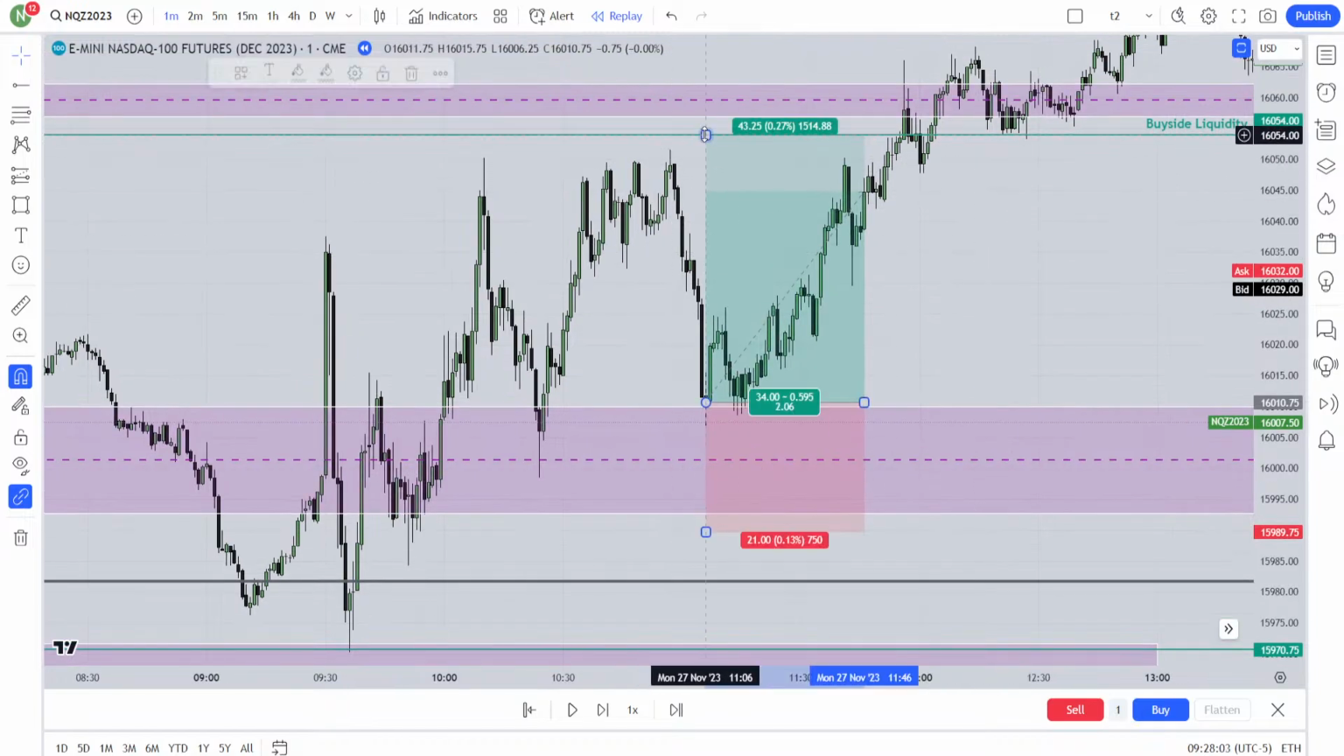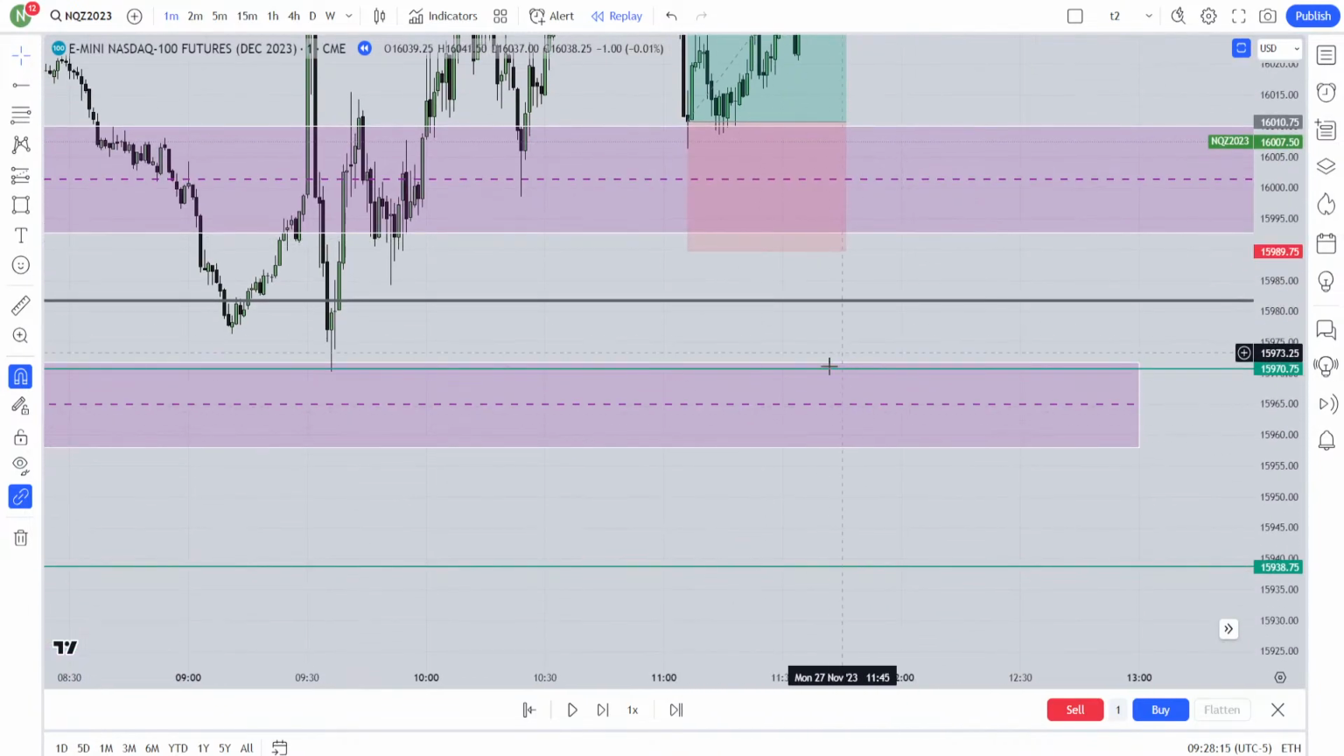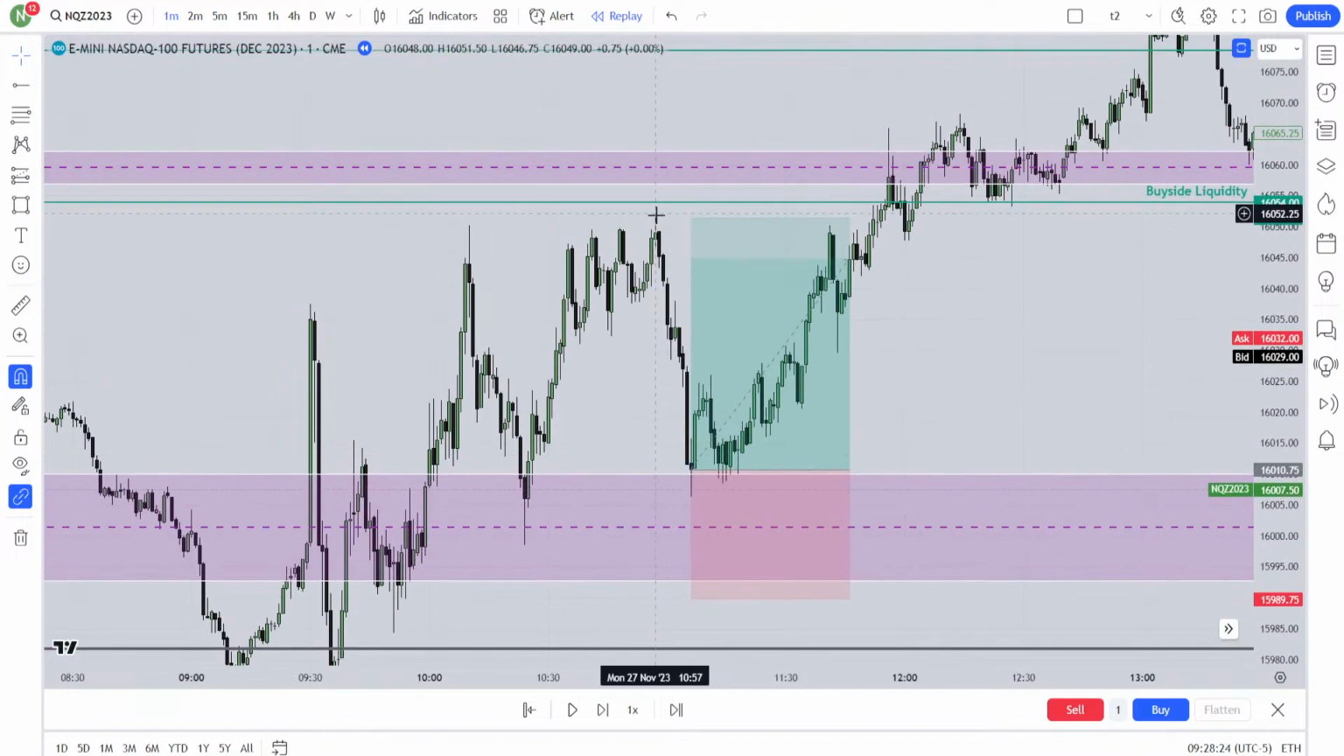But brother, it's very small, I mean, how many handles? 41 handle, I mean 40 handle, 43 handle. That means 3 handle difference. Why will I take my partial over there? Because price can easily make equal highs, then it can reverse, it can take the sell side liquidity. It can do it. So you have to take a partial over there.